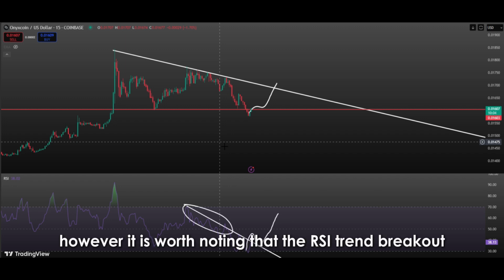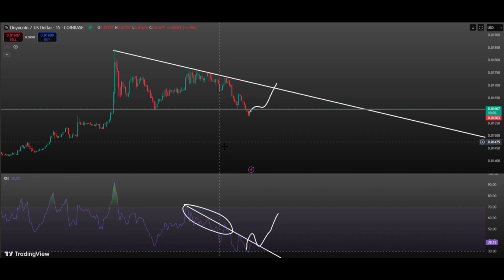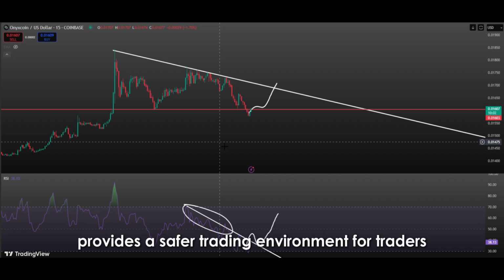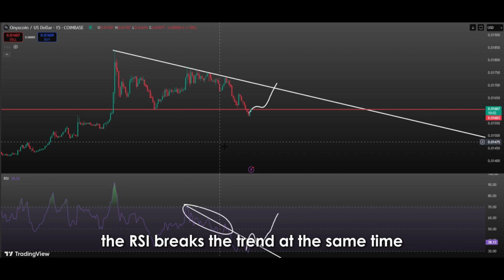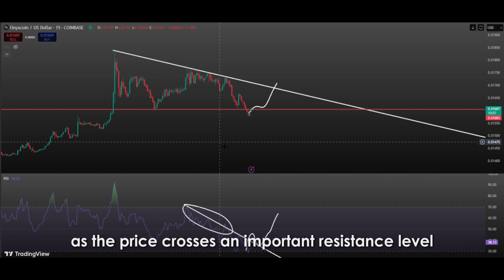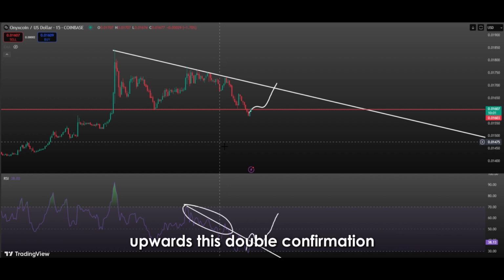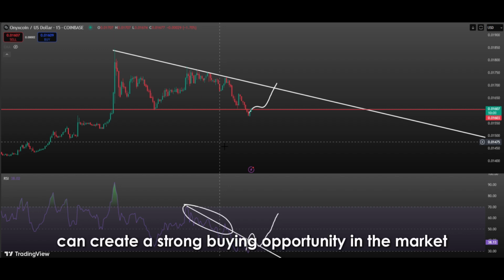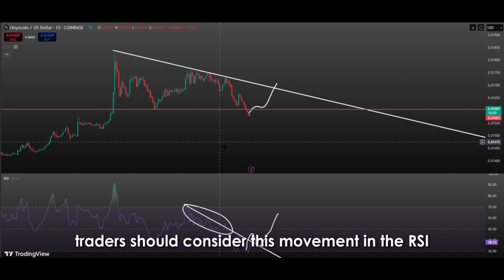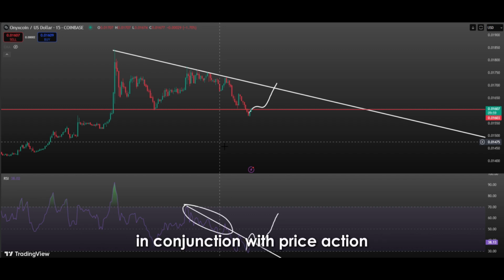However, it is worth noting that the RSI trend breakout is not a signal in itself. Confirmation of such breakouts in conjunction with price provides a safer trading environment for traders. So, if the RSI breaks the trend at the same time as the price crosses an important resistance level upwards, this double confirmation breakout can create a strong buying opportunity in the market. Therefore, traders should consider this movement in the RSI in conjunction with price action.